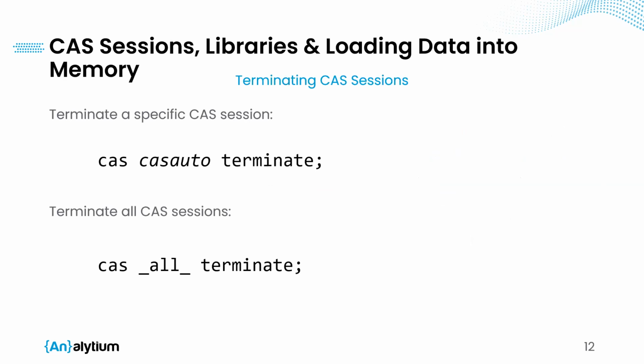Once you have run your data, you can then terminate your specific CAS sessions by using the CAS terminate statement. So the first one will terminate a session called CAS auto. The second one will terminate all CAS sessions.